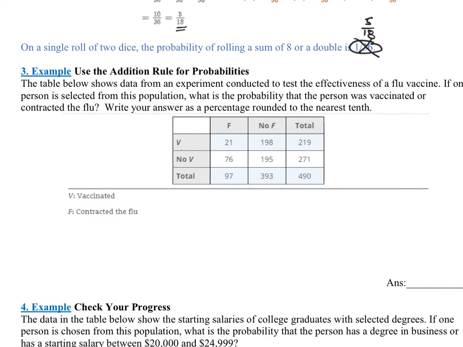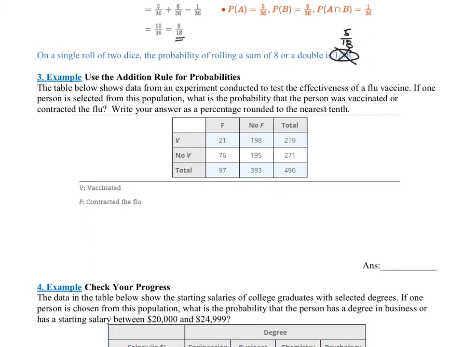Example 3 says use of the addition rule for probabilities. The table below shows data from an experiment conducted to test the effectiveness of a flu vaccine. If one person is selected from this population, what is the probability that that person was vaccinated or contracted the flu? Write your answer as a percentage rounded to the nearest tenth. So let's look at what they want again. Let's reread the problem. It says, what is the probability that the person was vaccinated or contracted the flu?